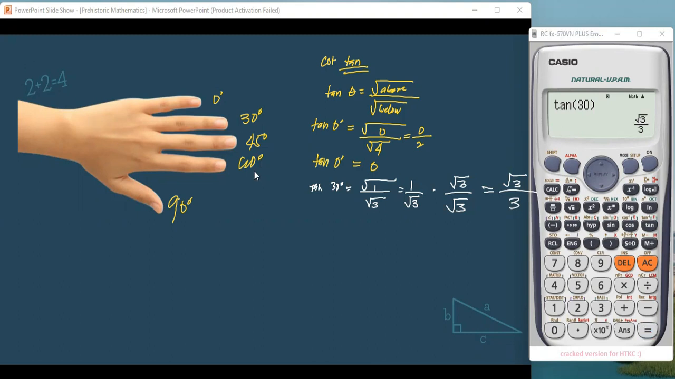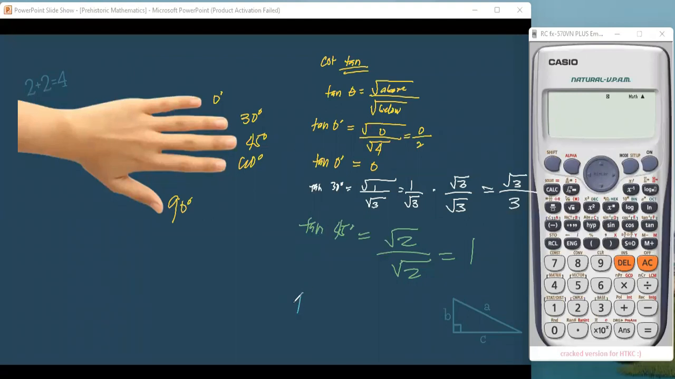So, correct. Now let's solve for the tangent 45. So we have here tangent 45 must be equal to the square root of how many fingers are there above 45? So we have here 1, 2. So there are 2 fingers. How about below 45? So there are 1, 2. So there are still 2. So sabi ko nga po, di ba kanina, the square root of 2 over the square root of 2 is just 1 because a number divided by itself will give us 1. So let's check if really tangent 45 will give us 1. So that is correct. That is still 1. So how about tangent 60?